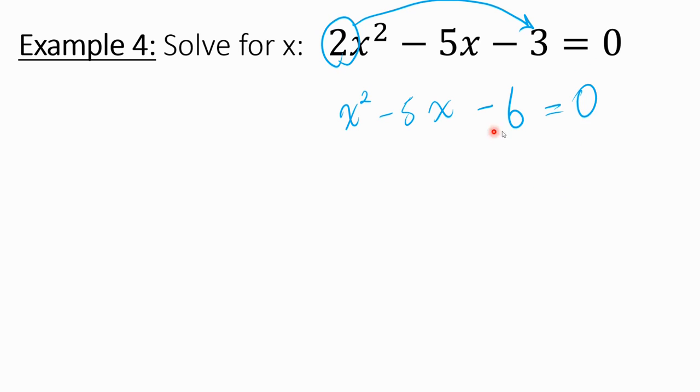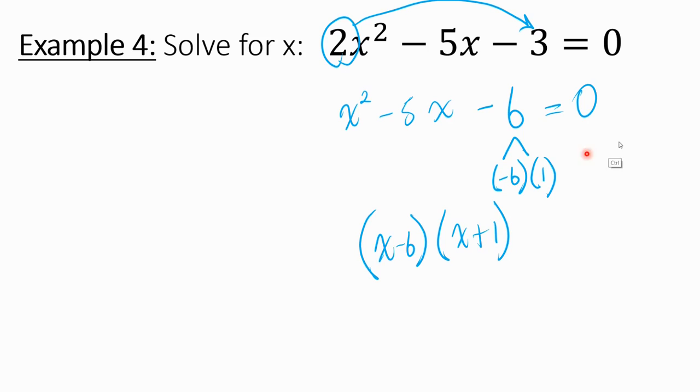All right, so now I still need to factor this. So I'm looking for factors of -6 that add up to give me -5. And it looks like it's going to be -6 times +1. All right, so I'm going to replace this then with my factors, my x minus 6 and my x plus 1. So I get x minus 6, x plus 1, keep that equals 0 there.